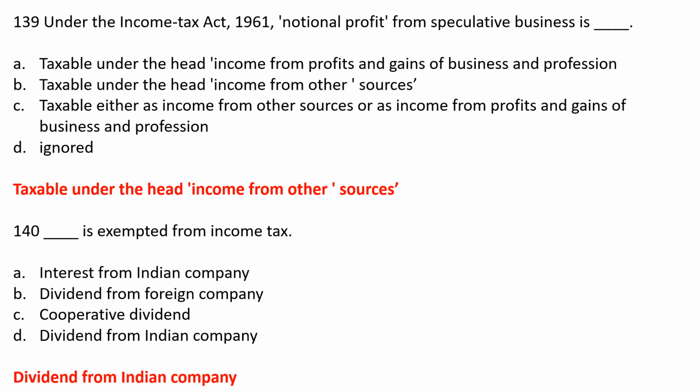Dash is exempted from income tax. Option A, interest from Indian company. Option B, dividend from foreign company. Option C, cooperative dividend. Option D, dividend from Indian company. The correct answer is option D, dividend from Indian company. So dividend from Indian company is exempted from income tax.